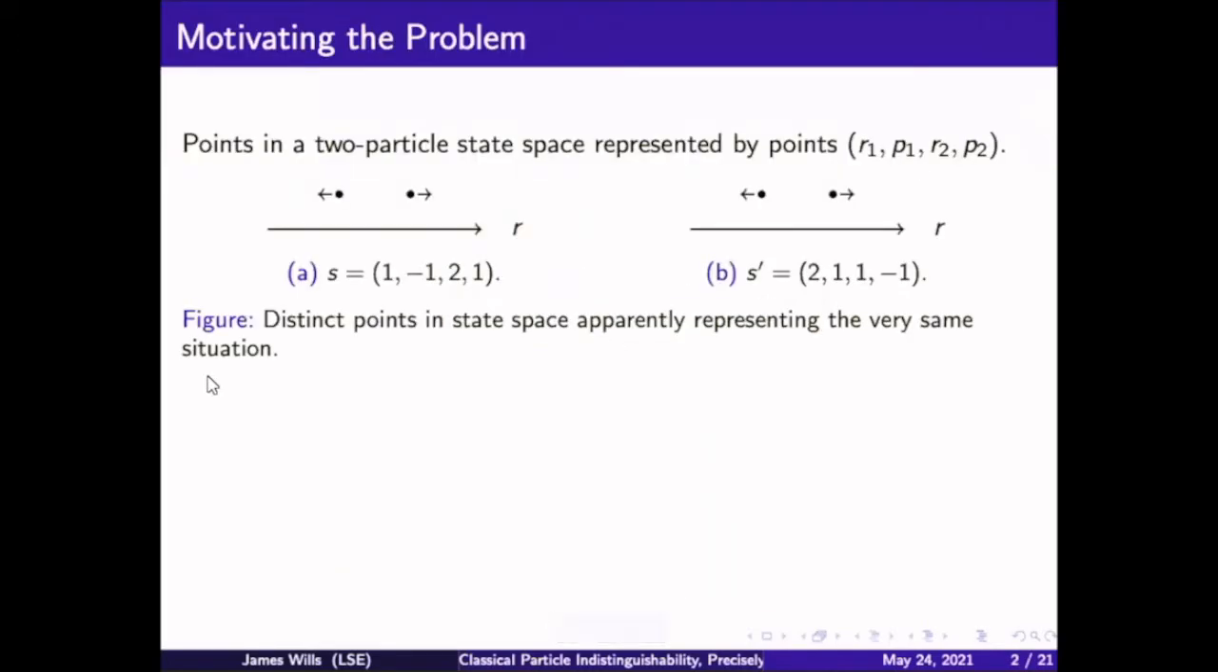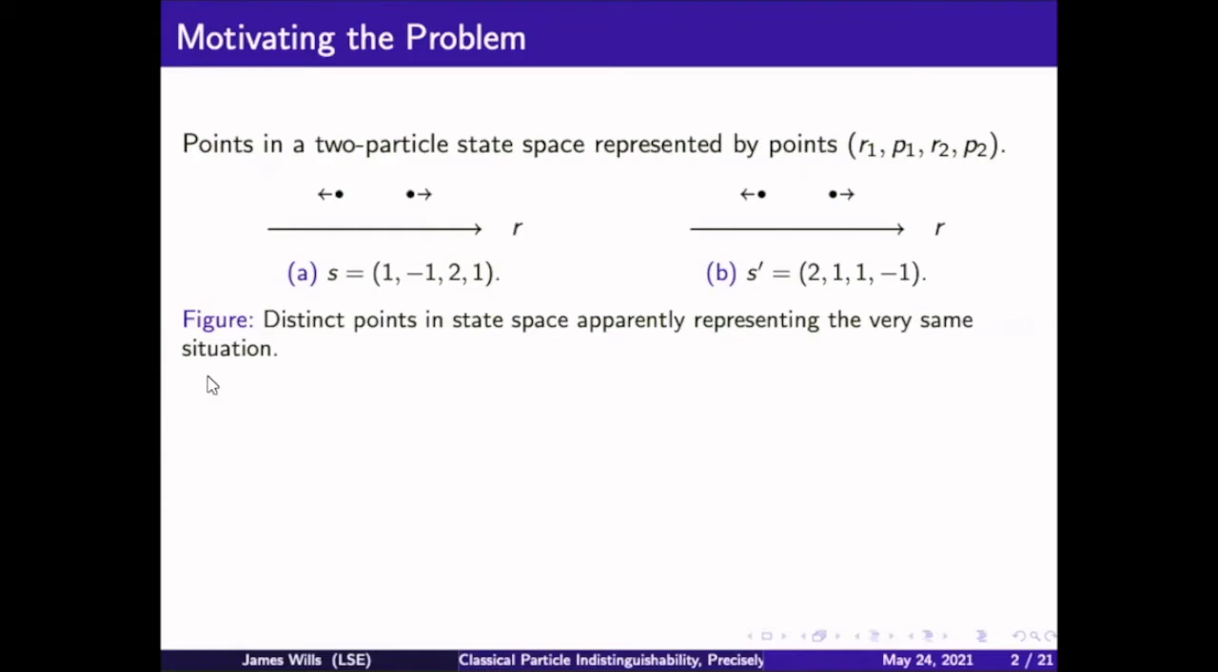So let's consider the phase space of two classical particles. The state of this system is represented by the phase point R1, P1, R2, P2, where R1 is the position, P1 is the momentum, and we have the first and the second particles there. And displayed in the figure, we have a possible state of this system, where one particle is moving left and the other particle is moving right.